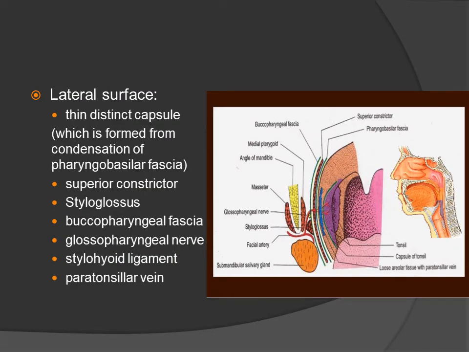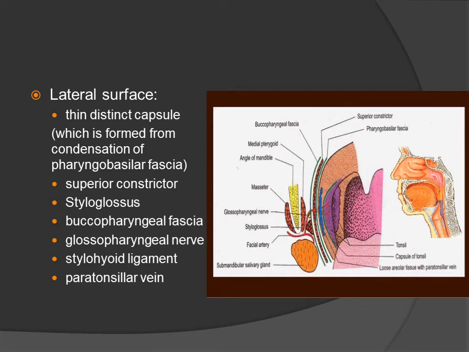Lateral surface of tonsil is covered by a well-defined fibrous capsule which is separated from the bed of tonsil by a loose areolar tissue that allows easy dissection during tonsillectomy. Some fibers of palatoglossus and palatopharyngeus muscle are attached to the tonsillar capsule. Superior constrictor muscle, glossopharyngeal nerve, and the styloglossus muscle form the bed of the tonsil.